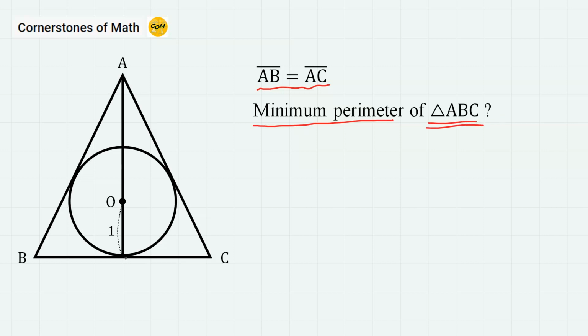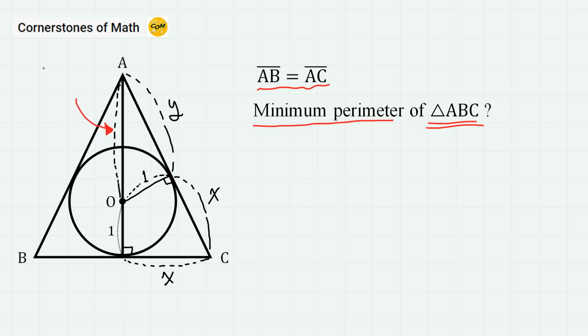Okay, first let's introduce some variables. Let this length be x, then this length is also x. Also, let this length be y. We need a new variable here. Then, what is this length? Well, by the Pythagorean theorem, you can easily find that this length is square root of y squared plus 1.